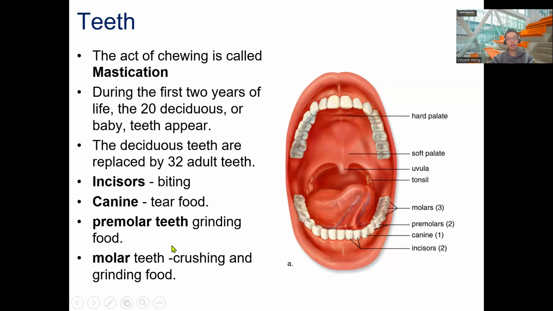Premolars are for grinding, and molars are also for grinding and crushing. I'm not going to test you on what they do. It's just common sense. If you forget what they do, just think about how you eat certain types of food. If you're trying to eat a walnut, you're not going to crack it with the incisor, and you're not going to crack it with the canine. You're going to crack it with the teeth that are further at the back, right?